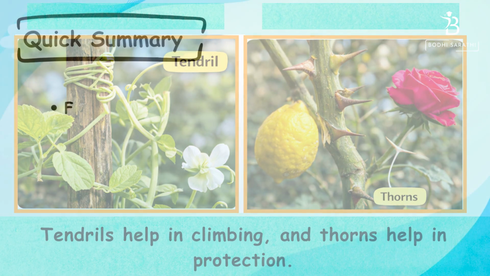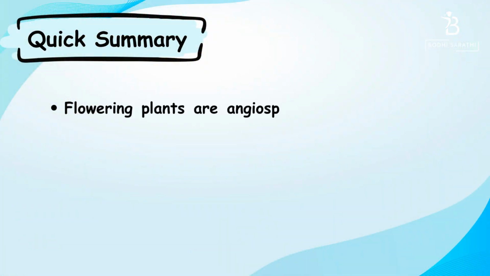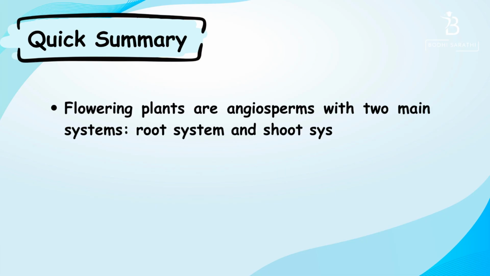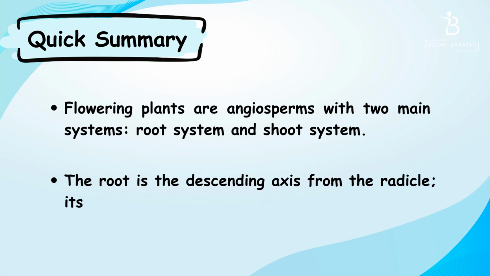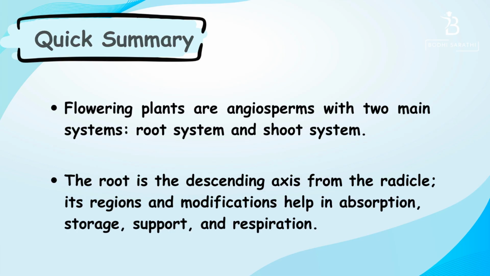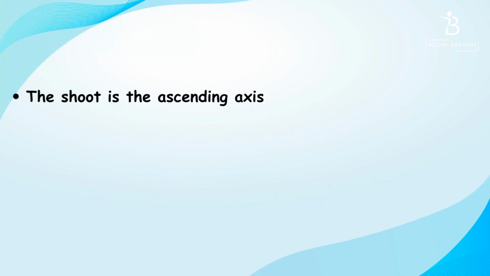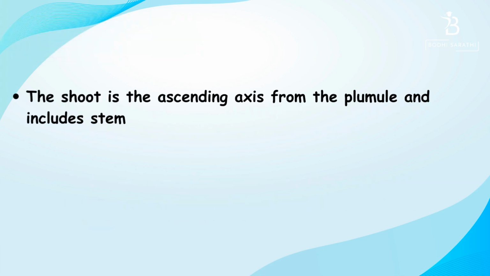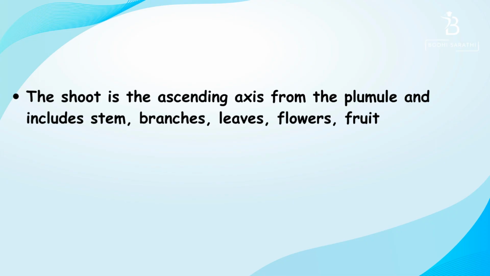Quick summary: flowering plants or angiosperms are the most diverse group in the plant kingdom and have root and shoot systems. The root is the descending axis from the radicle. Its regions and modifications help in absorption, storage, support, and respiration. The shoot is the ascending axis from the plumule and includes stem, branches, leaves, flowers, fruits, and seeds.